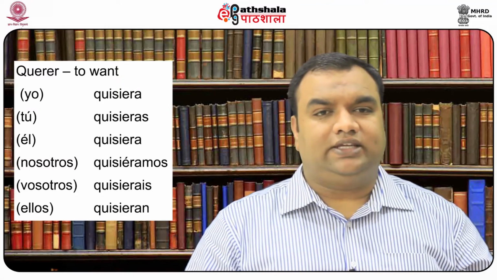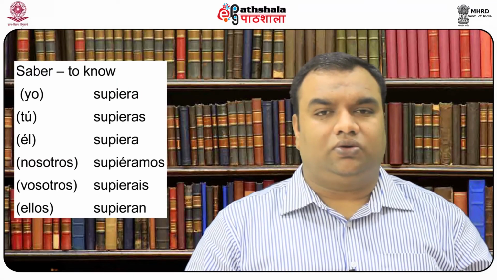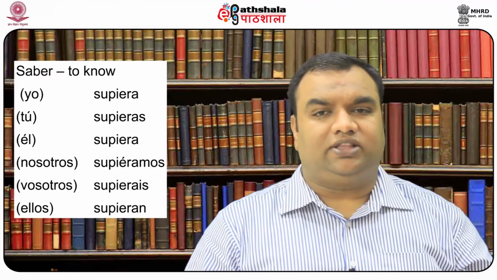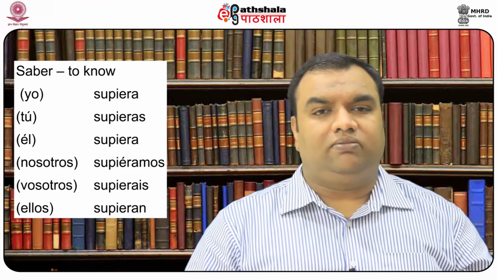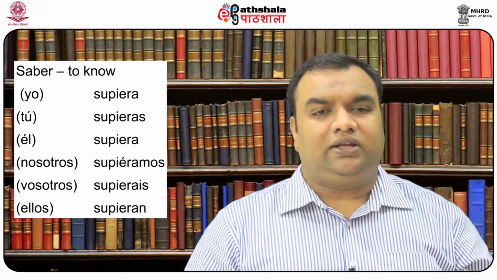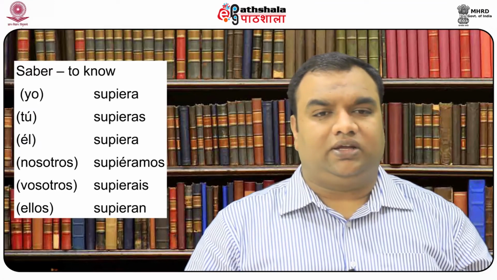The next verb is saber, which means to know. It is irregular in the preterite and the third person plural form is supieron. So the conjugations in the imperfect subjunctive are as follows: yo supiera, tú supieras, él, ella, usted supiera, nosotros supiéramos, vosotros supierais, ellos, ellas, ustedes supieran.